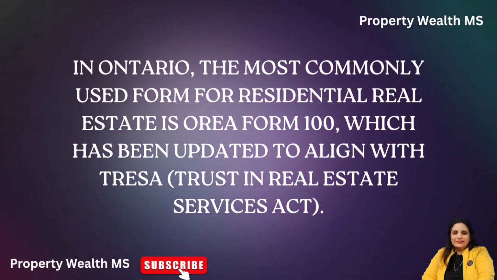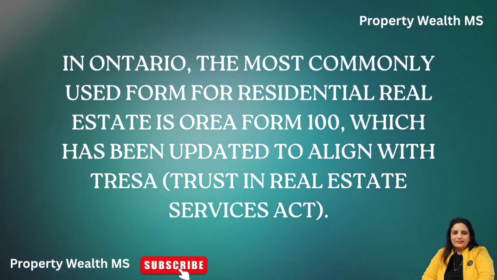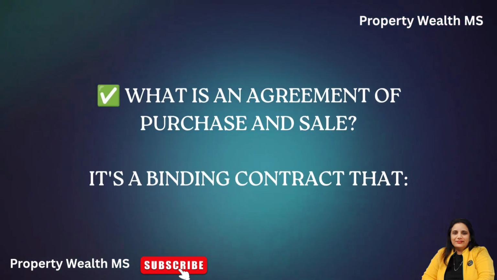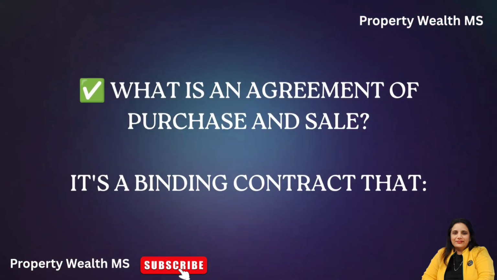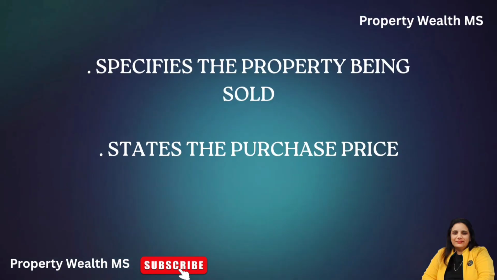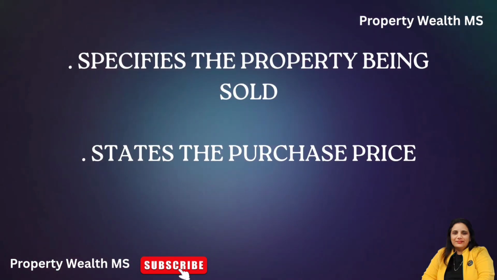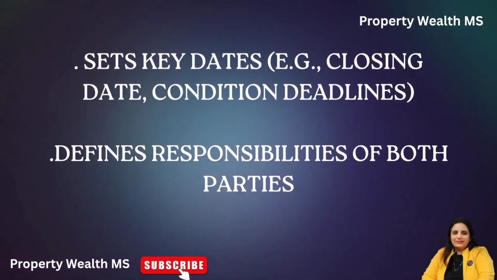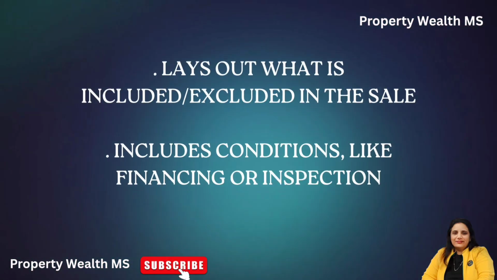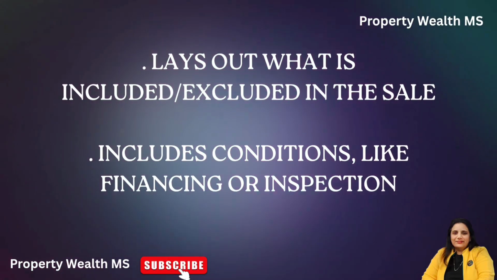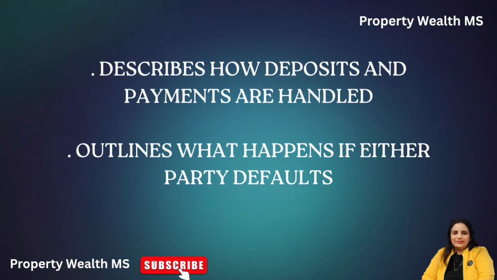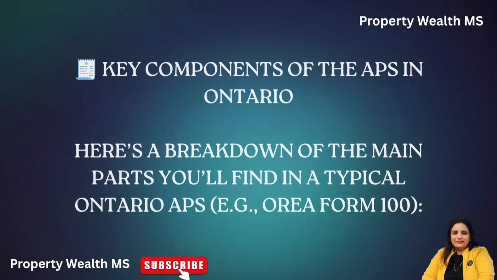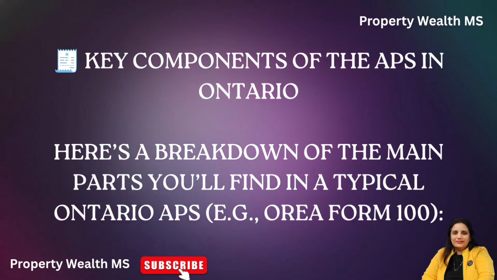In Ontario, Form 100 is most commonly used for residential real estate transactions, which have been updated under TRESA now. What is the Agreement of Purchase and Sale? It is a binding contract which specifies the property being sold, states the purchase price, sets the key dates, closing date, condition deadlines, and defines the responsibilities of both parties. It lays out what is included and excluded in the Agreement of Purchase and Sale, like conditions such as financing or inspection, describes how deposit and payments are handled, and what happens if either party is in default.